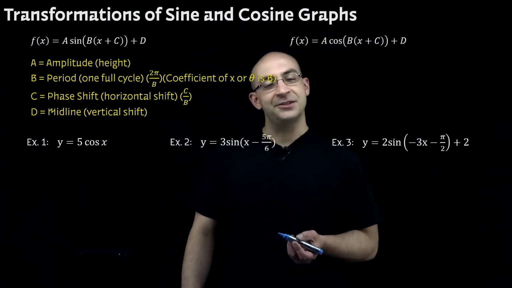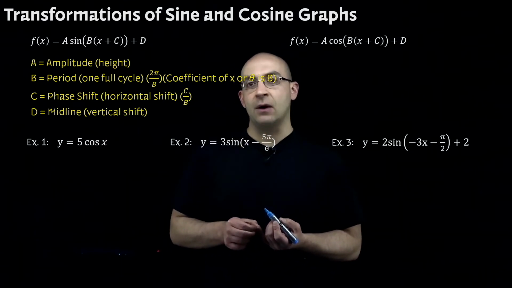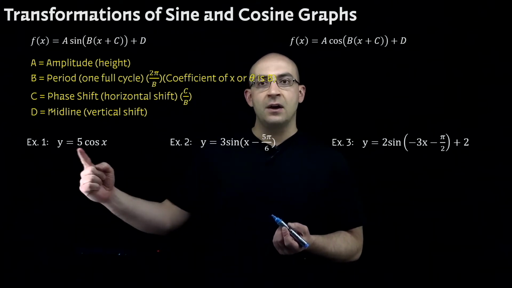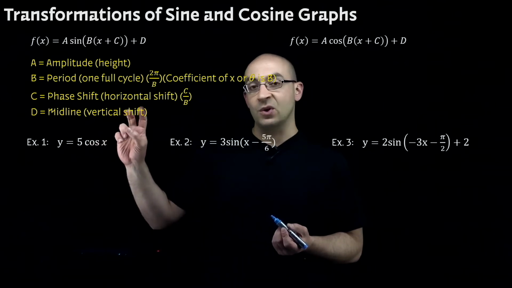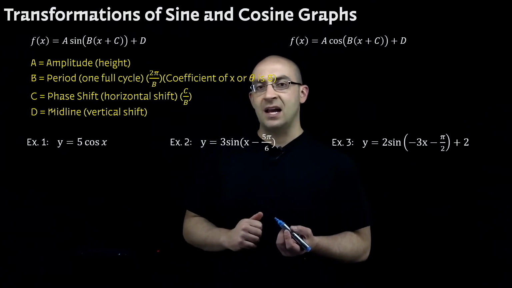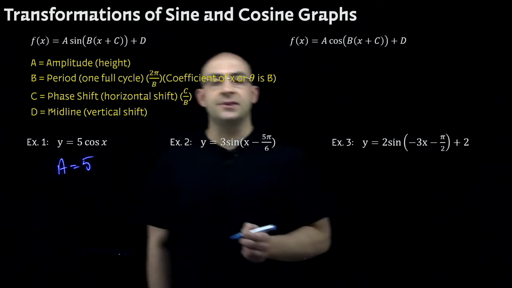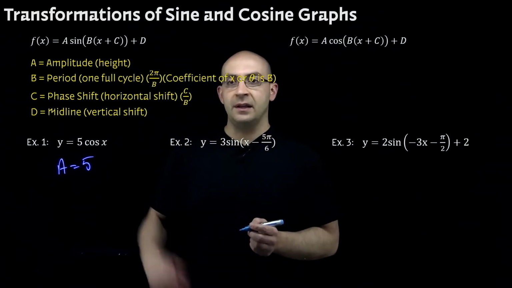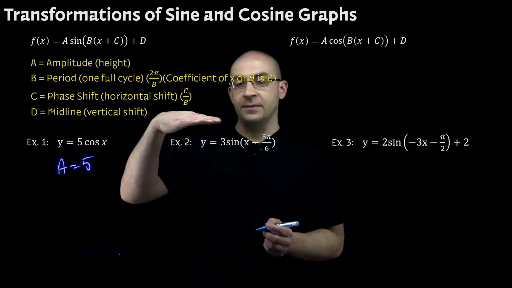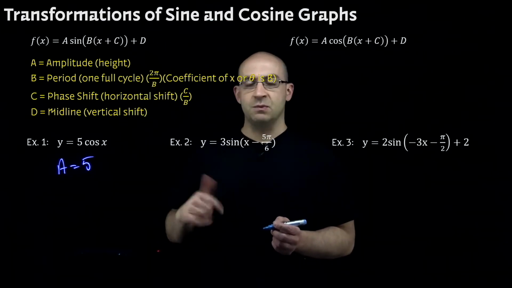So let's go ahead and do what we know for number 1. Number 1 is y equals 5 cosine x. Really, there's only one transformation that occurred here because we know the parent function was cosine x. The 5 is the number in front of cosine x, and it represents our a value. So the amplitude of this function is 5, meaning its height is 5. If we were to graph it, which we'll do in another video, we want to go from the x-axis 5 units up, and then 5 units down as well.